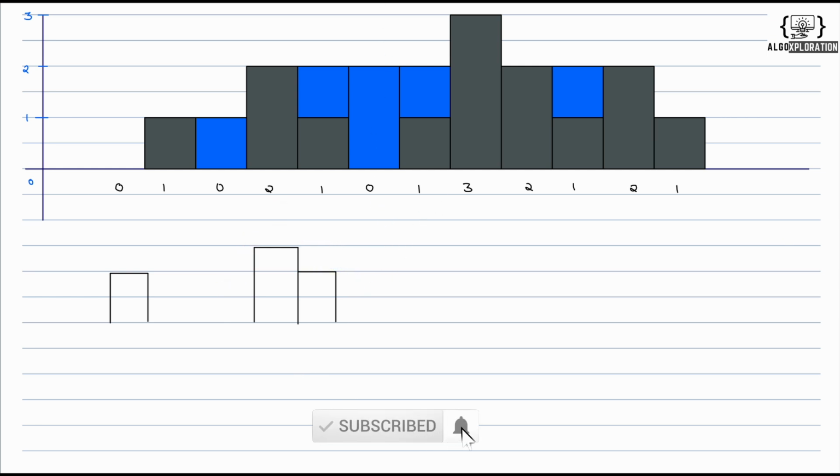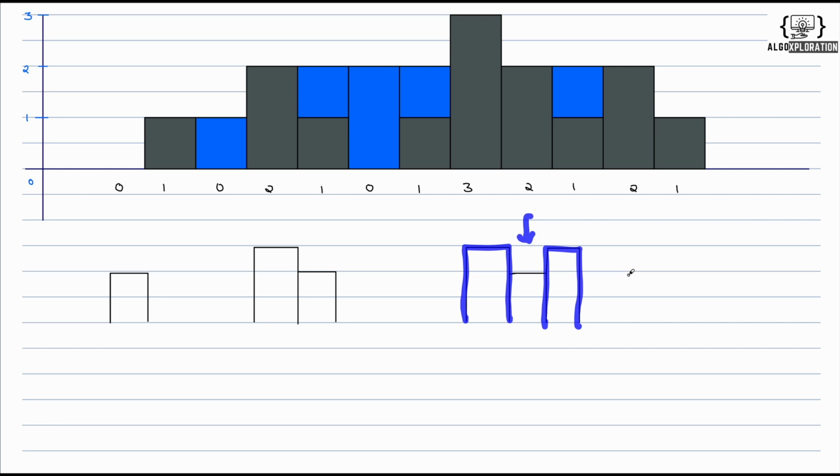Now we can see that this building can hold the water, because on its left side there is a building with higher height, and also on its right side there is a building with higher height. So this building can hold the water. If we see this type of pattern, then we can say that the building can hold the water.